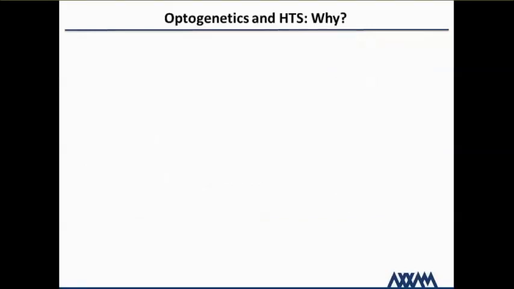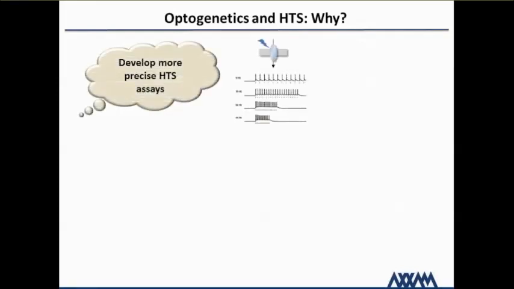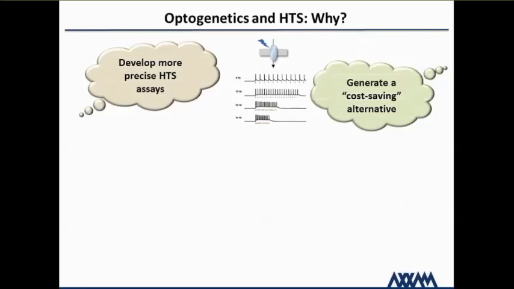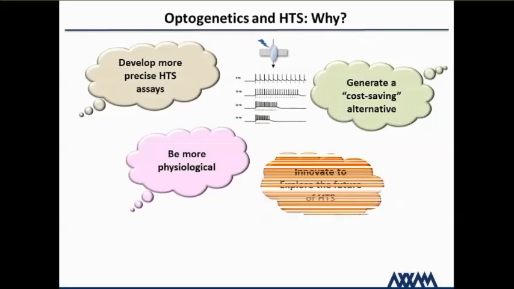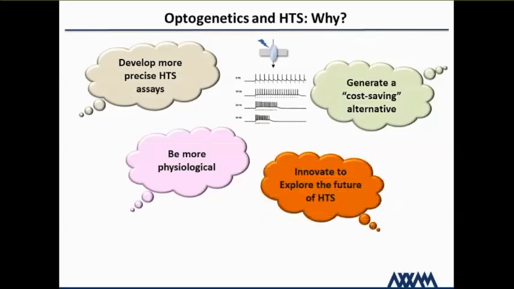The reasons why we decided to apply optogenetic technologies to HTS are the need to develop more precise assays where the use of light can be much more temporally precise and target-specific than the use of chemicals. Moreover, light control assays can combine biological relevance with cost-saving needs, representing a promising alternative to high-throughput electrophysiology techniques. The use of light can also be less invasive and more physiological than other methods, generating much fewer off-target effects. So in summary, we thought that investing in this innovative technology would definitely be beneficial to the exploration of the future of high-throughput screening.